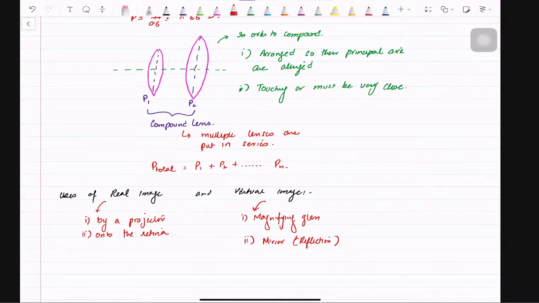Yes. One thing to note here is that all images formed by a concave lens, which is the diverging one, are virtual. It cannot form real images. Okay? Please write it like that.